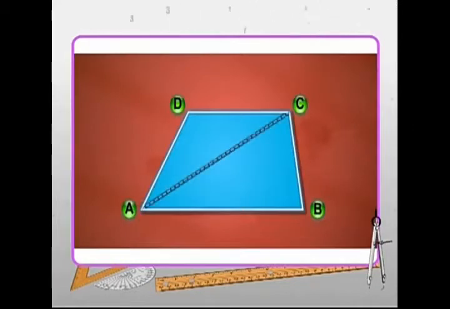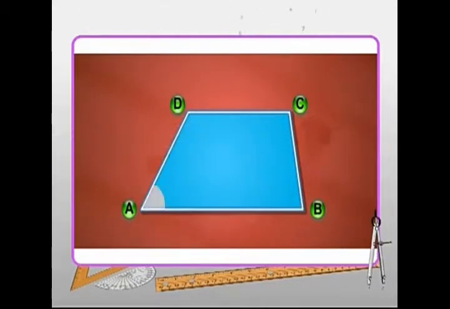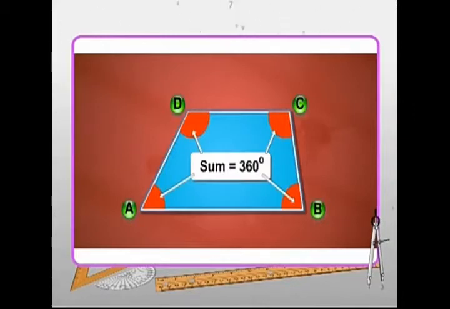The line segments that join the opposite vertices of a quadrilateral are called its diagonals. The sum of the four angles of a quadrilateral is equal to 360 degrees.